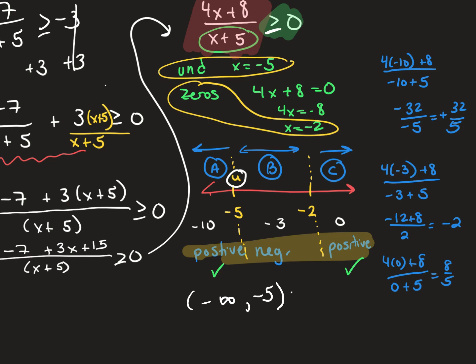And then my other region that I can include is going to be numbers bigger than negative 2, so negative 2 to infinity. That one is fine because it's a 0, it's not an undefined value, so I can include it. You can never include ones that are at undefined, but you can include them if they're at 0. So just a quick idea of how you do a rational inequality.